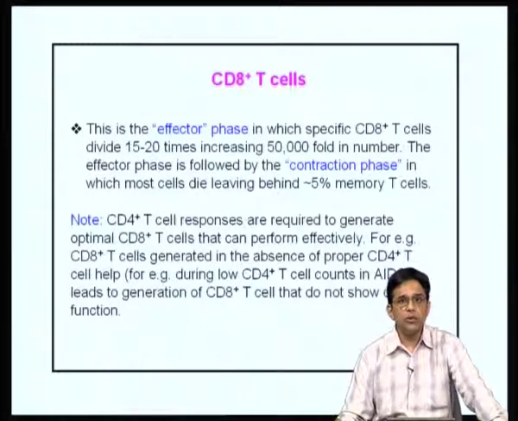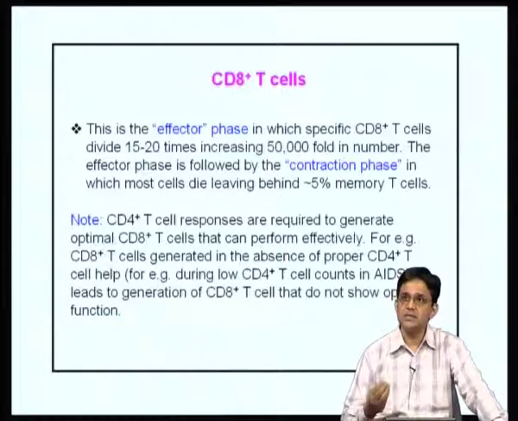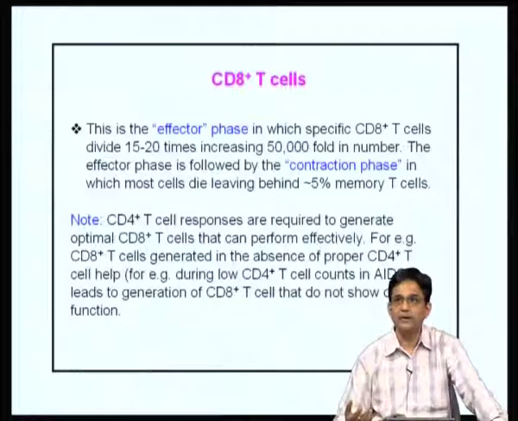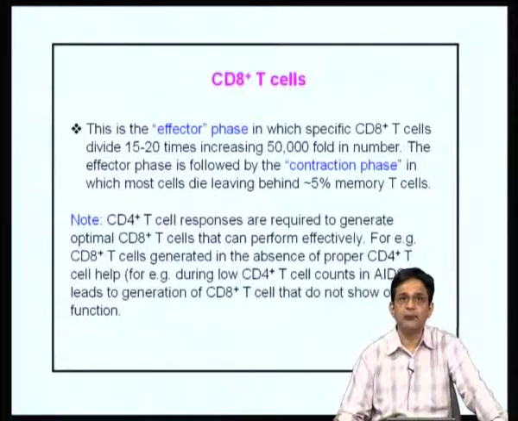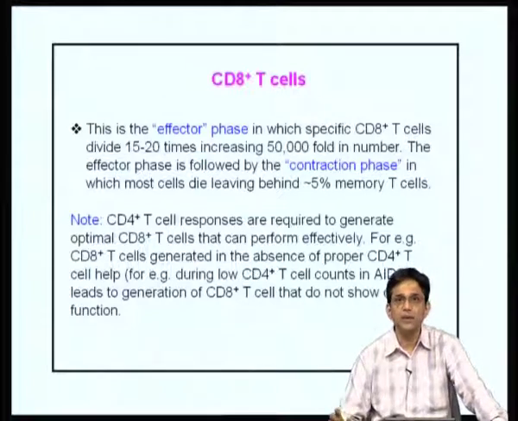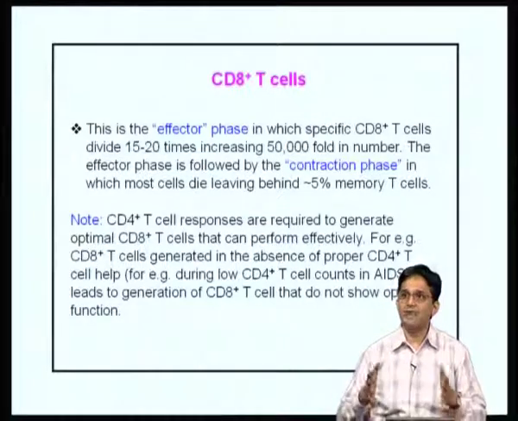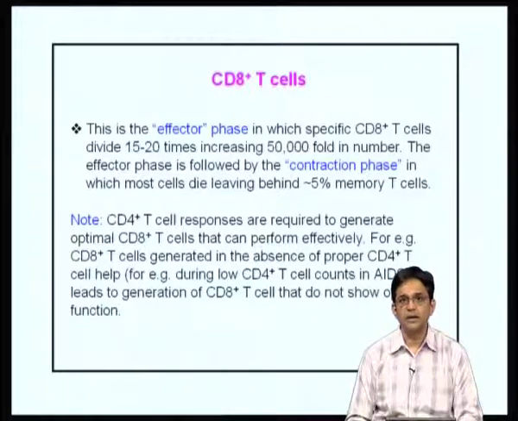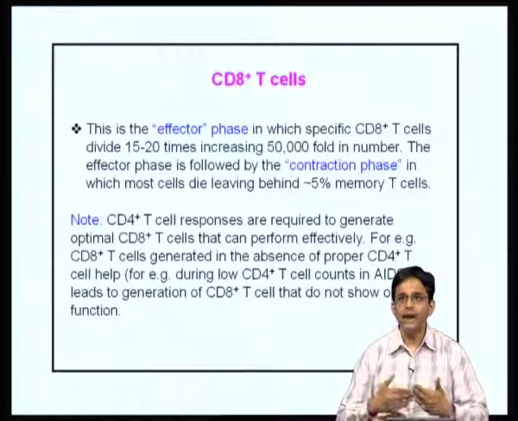Now it is also important to remember that there's an effector phase in which CD8 positive T cells divide several times. So once you have initiation of the immune response, these cells divide incredibly fast, and they increase in some cases 50,000 fold in number. Now if you have that many activated T cells, it is bound to cause problems in the body, and that is why we have a system by which there is a contraction phase.